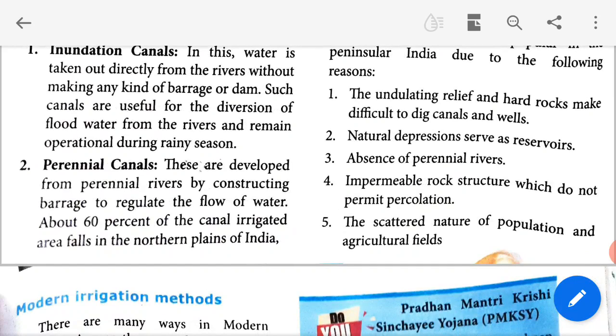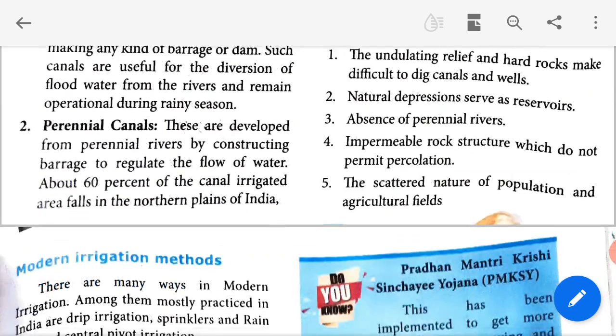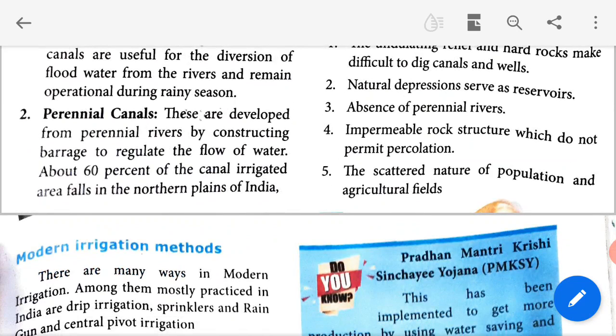Natural depressions serve as reservoirs. So, naturally if you see certain places, there will be valleys, depressions, low forms. Those types of places can even reserve water. Absence of perennial rivers. So, when the place does not have rivers which can give water throughout the year, we can go in for tank irrigation.